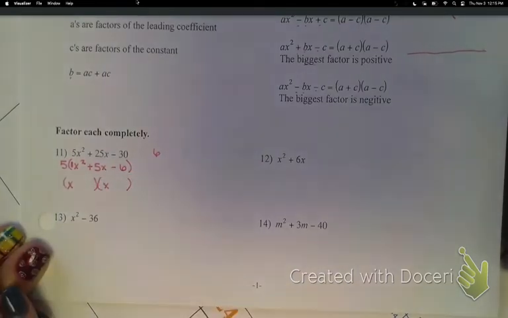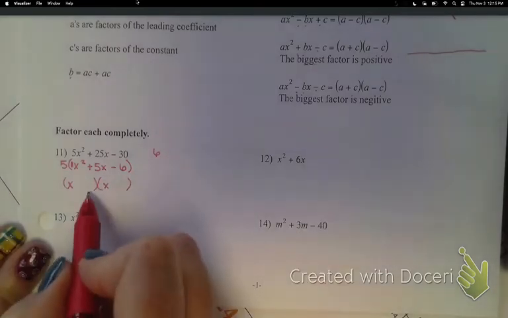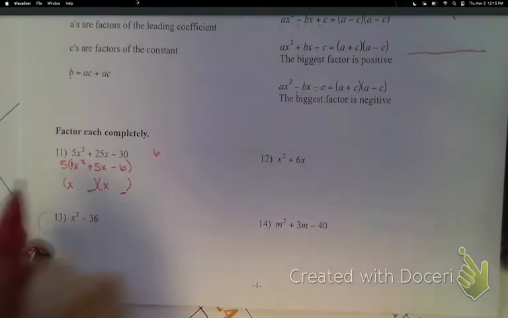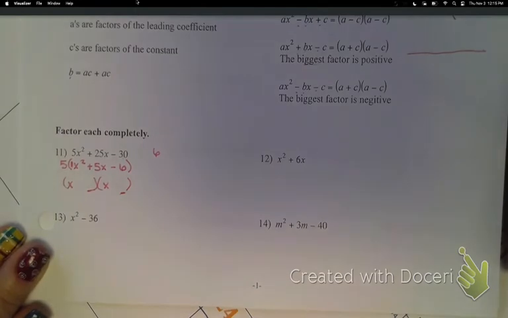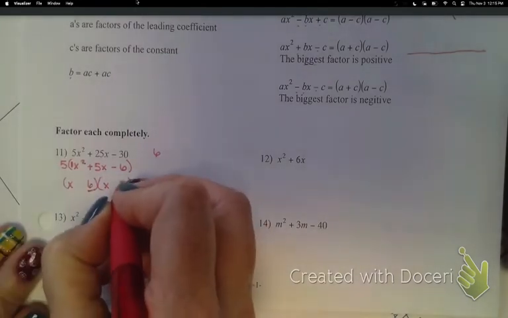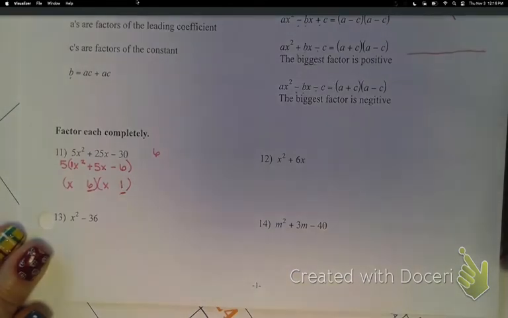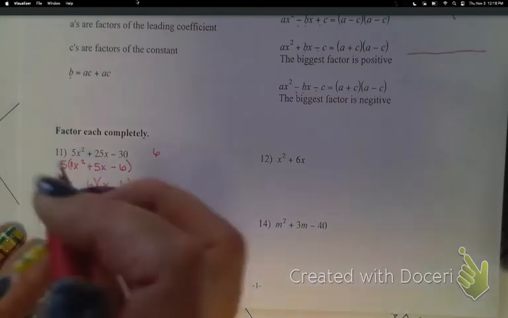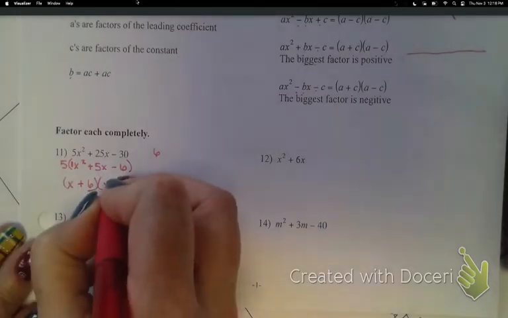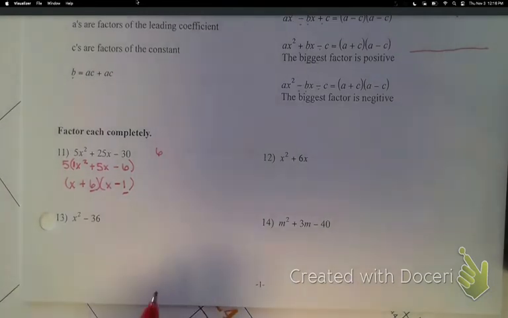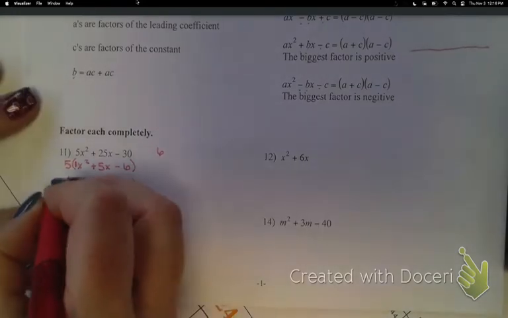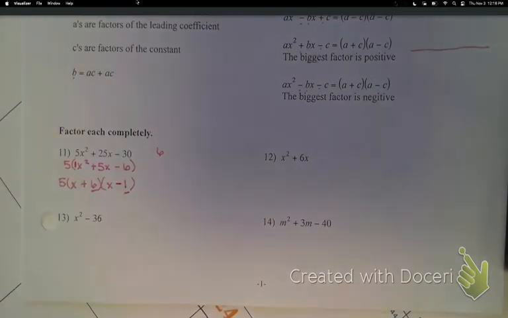Yes? And then the factors of C go in the back. Well, what factors of C had a difference of 5? 6 and 1. So 6 and 1. Which one's positive? Which one's negative? The 6 is positive. Why is the 6 positive? Because the 5 is positive. And don't forget to bring down your 5. That's it? That's it. It's factored.